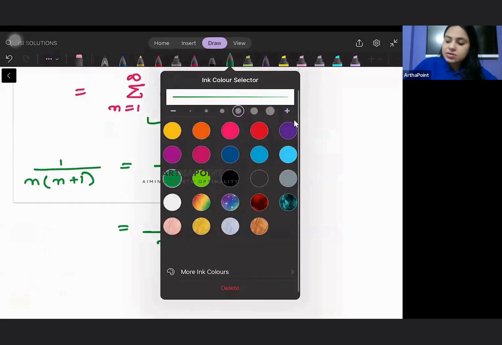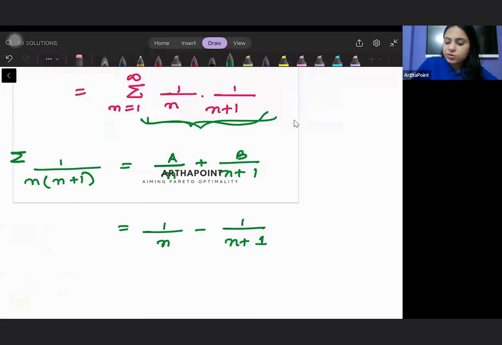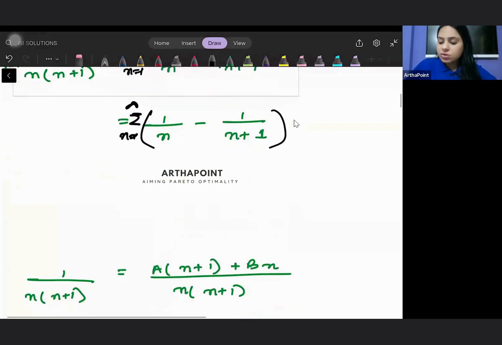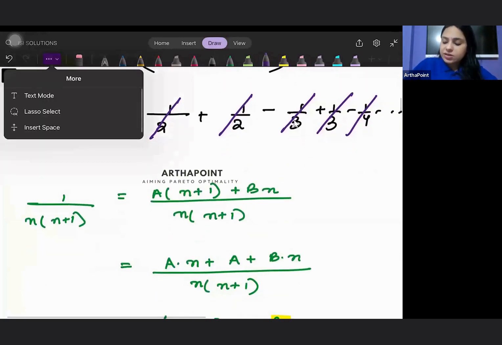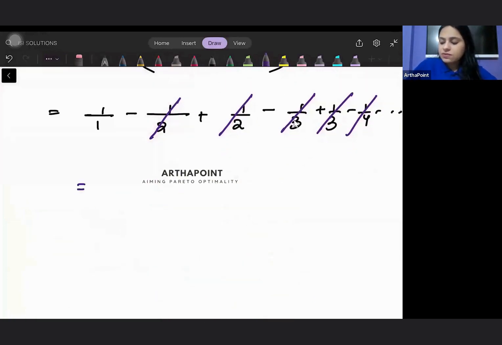So this is getting summed from 1 to infinity. If I start putting down the values, I will get 1 upon 1 minus 1 upon 1 plus 1, which is 2. Then 1 upon 2 minus 1 by 3, plus 1 by 3 minus 1 by 4, and so on. You will see that all these terms start to cancel out each other. And what you will be left with is the first term and the last term.